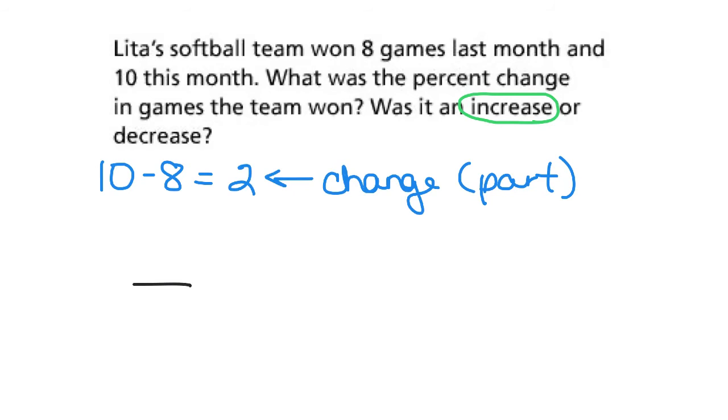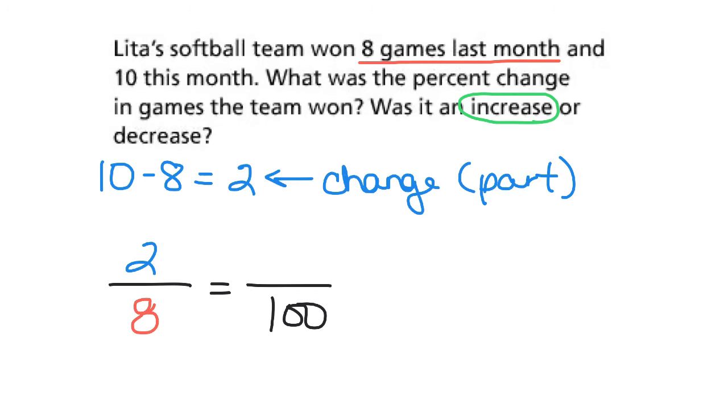So if I go and set up that proportion, the 2 is my part. It's going to go to the top. Now underneath it is going to be the original number. What number did we start with? Which one took place first? Well, the 8 games last month happened before this month. So I'm going to put the 8 as my whole. And I am trying to figure out what my percent is. So we can rely on our proportions to help us as well. And let's go and work this proportion out as we do this.